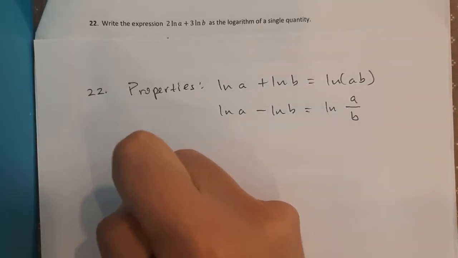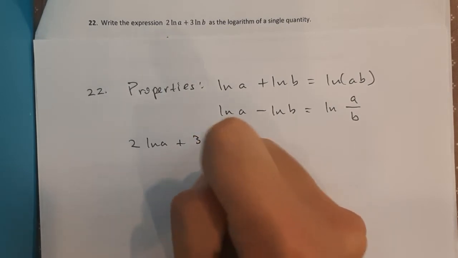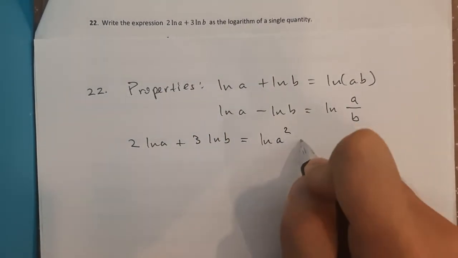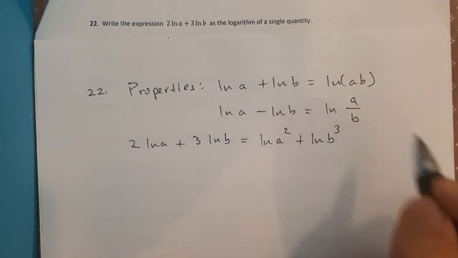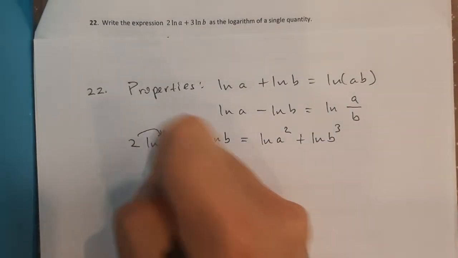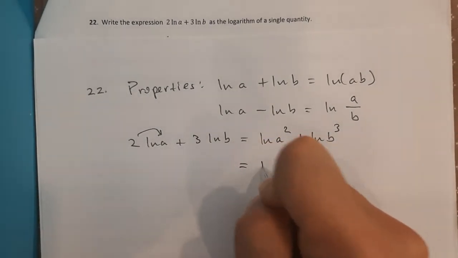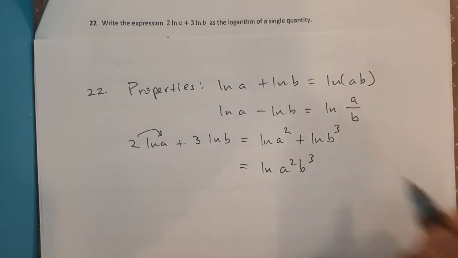So we got 2 ln A plus 3 ln B. That's going to be equal to ln A squared plus ln B cubed. So we use the property where you can move it to the power, and that will equal ln A squared B cubed.